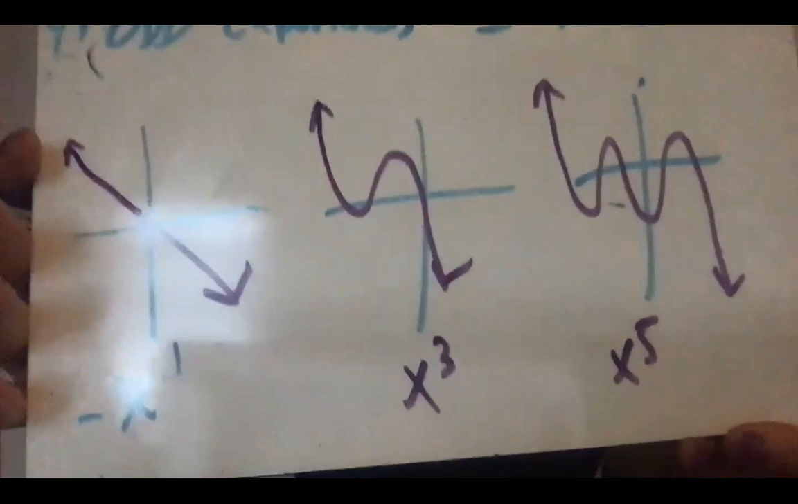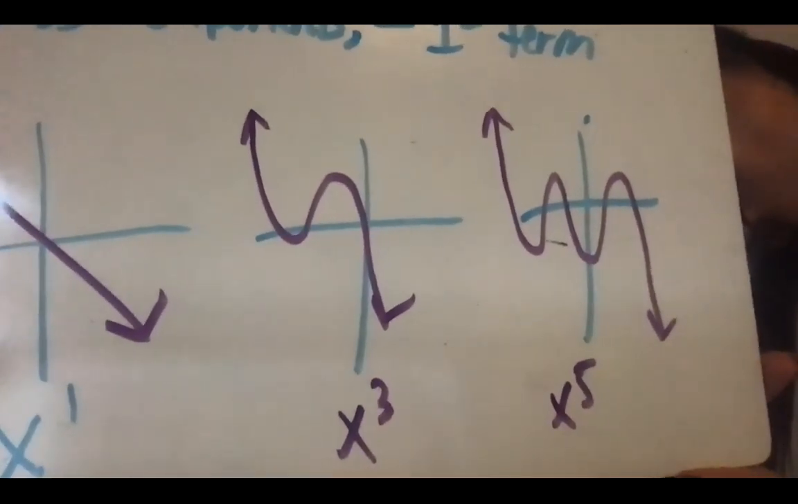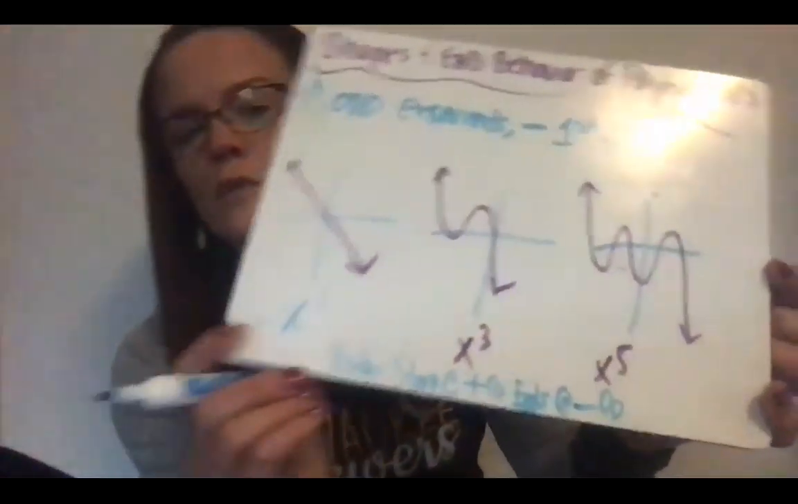Same thing with x to the 5th. It'll start at the top. It's still going to have 1, 2, 3, 4 humps, 4 lumps in it, and then it's going to shoot down to negative infinity. So this time it's going to start at positive infinity and shoot down to negative infinity. So the rule here with our odd exponents with a negative first term is it starts at positive infinity and ends at negative infinity. Okay, and that's what we're going to be focusing on today.